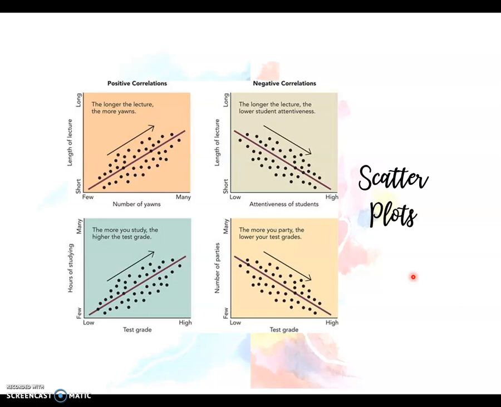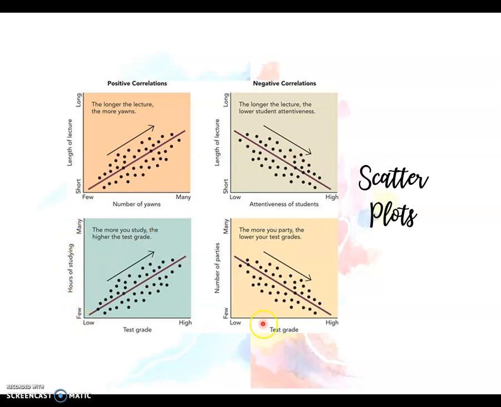Again, here's another example of some scatter plots that show different correlations. The length of a lecture and the number of yawns. It's a positive correlation. The longer you're sitting in a chair listening to something, the more likely you're going to get tired. Length of a lecture and attentiveness. The longer you sit there and listen, the more you're going to daydream or nod off.